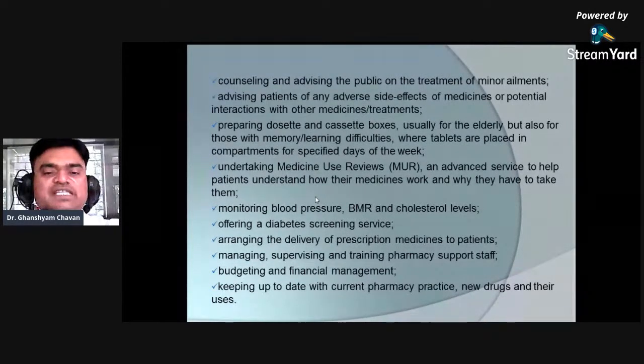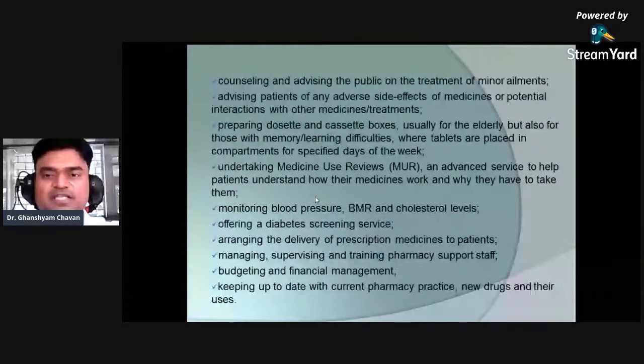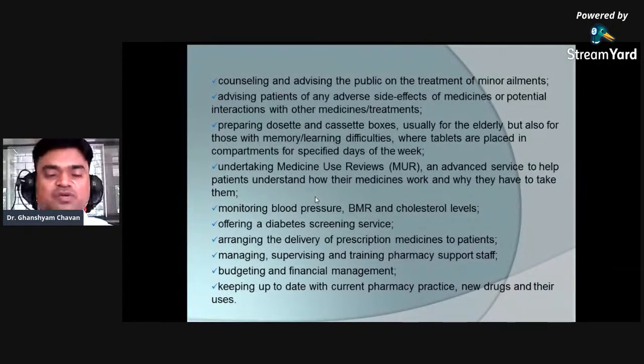Undertaking medicine use reviews and advanced services to help patients understand how their medicines work and why they have to take them. Meaning, what is the role of each medicine, you must tell the patients why they should be taking those tablets, and in which condition they should stop or take them. Suppose if the patient has fever, in that condition you should take paracetamol. If there is no fever, don't take paracetamol. Like this you can recommend to the patients.